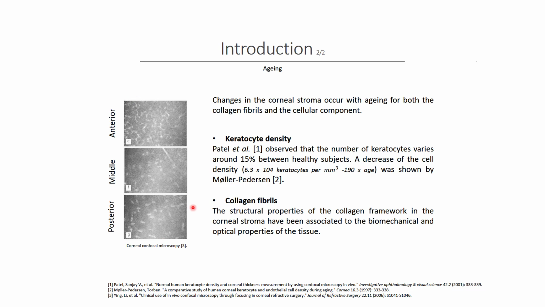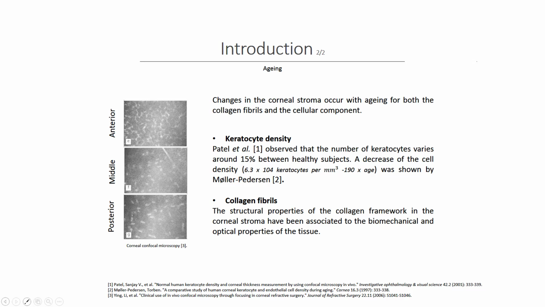Looking into stroma using confocal microscopy, it is possible to see that there is a change in the concentration of keratocyte density from anterior to the posterior stroma. This change varies around 15% between healthy subjects. In addition to this natural variation, changes in corneal stroma occur with aging. The most significant changes happen at the level of keratocyte cell density and collagen fibrils. Studies have shown that there is a decrease of the keratocyte cell density with aging and an increase of the collagen cross-linking due to the accumulation of glycation end products.